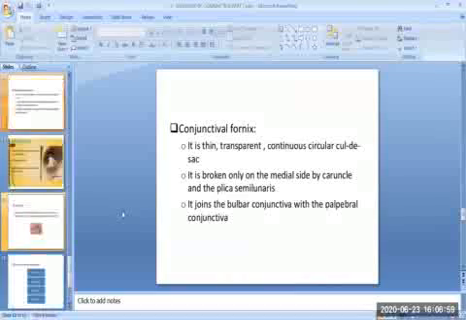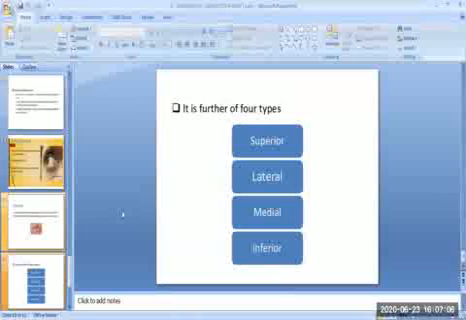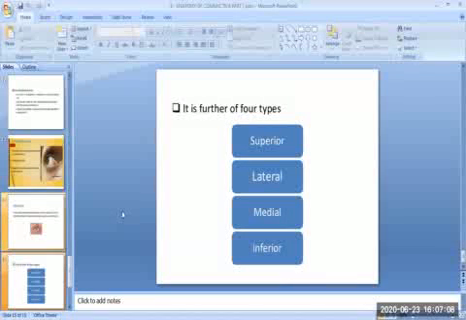We are talking about the conjunctival fornix. It is of four types: superior, lateral, medial, and inferior. So here completes our anatomy of conjunctiva part 1. The next part we will discuss in the next session.